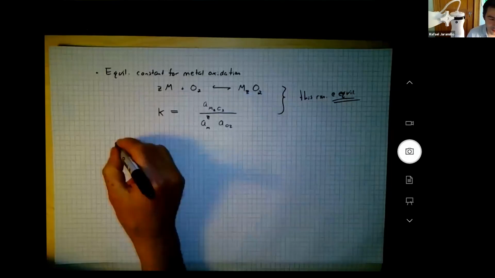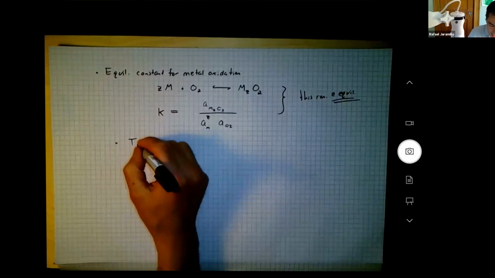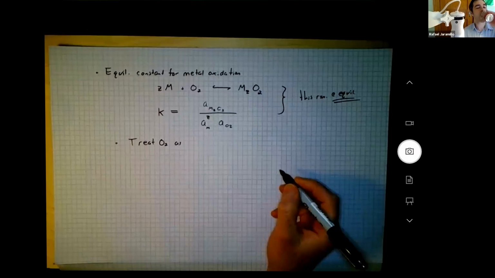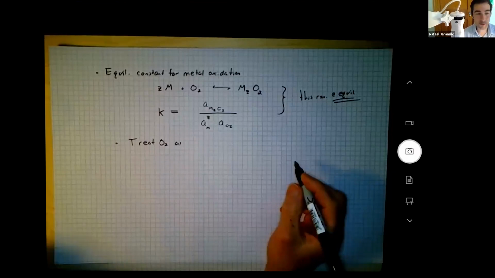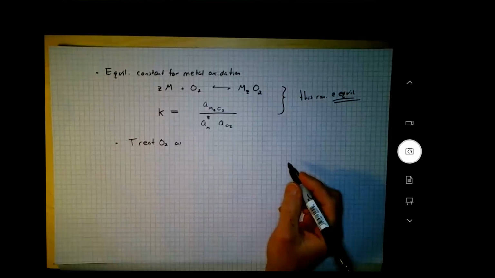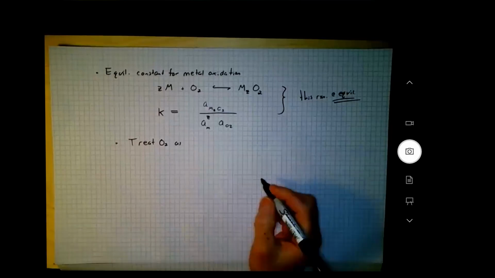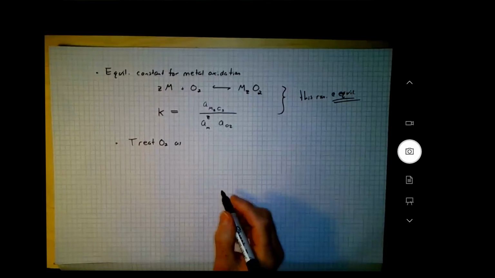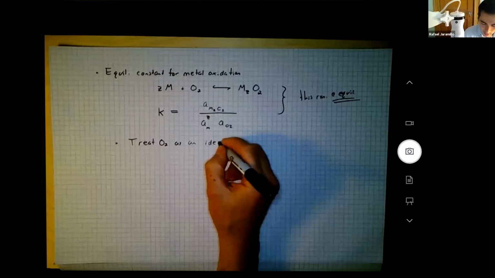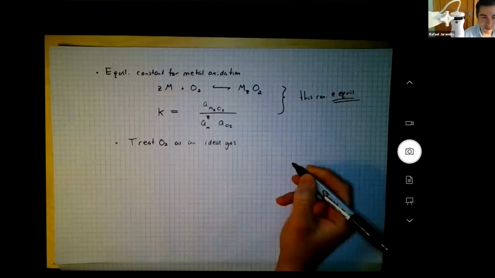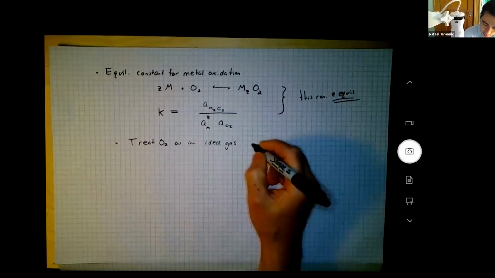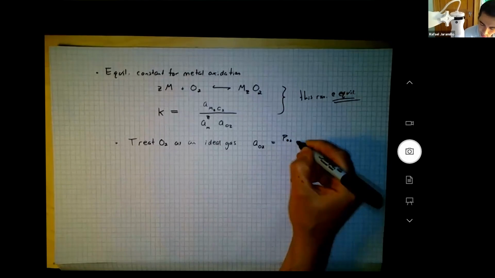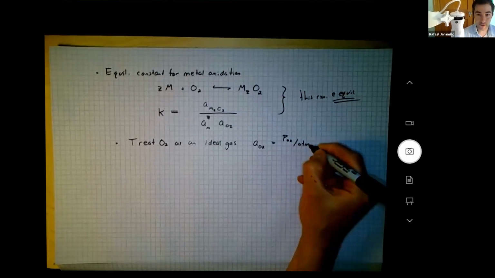Okay, now come the approximations. We're going to treat O2 as, how are we going to treat oxygen? Anybody? How will we model oxygen? Constant pressure, like it's the atmospheric pressure. Not constant pressure, but it's a gas. What kind of gas? Ideal gas. Yeah, because it's the only model for gases that we know in 3.020. So, what else can we use? So for an ideal gas, the activity is just its partial pressure in atmospheres for a 1 atmosphere reference state.